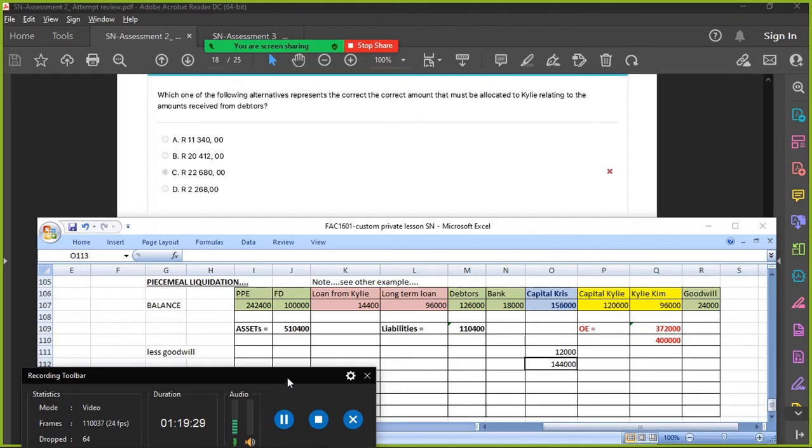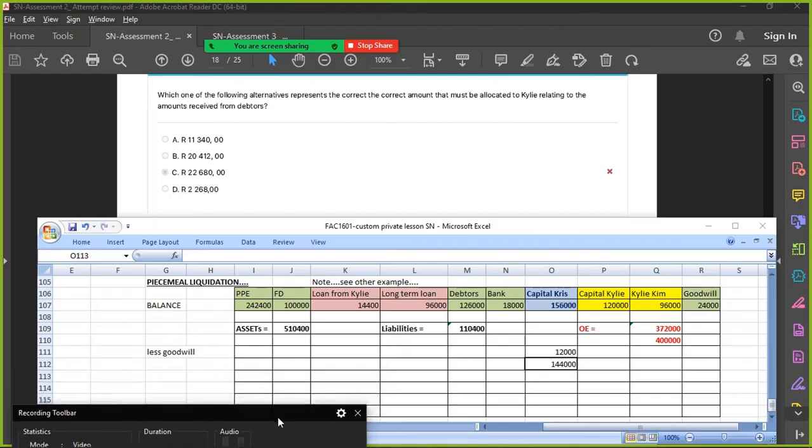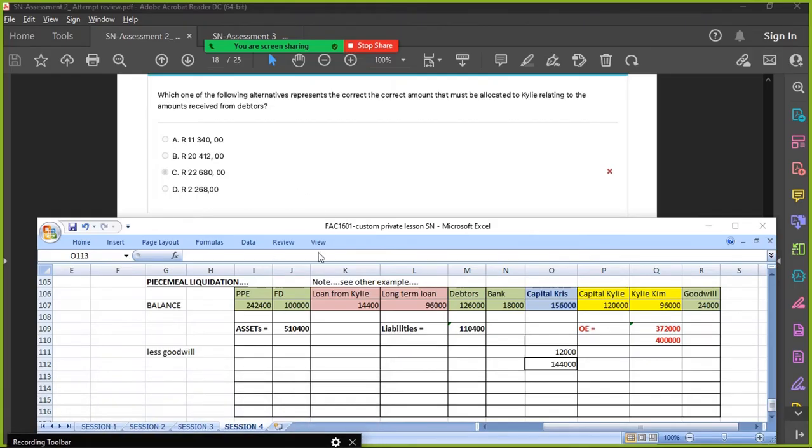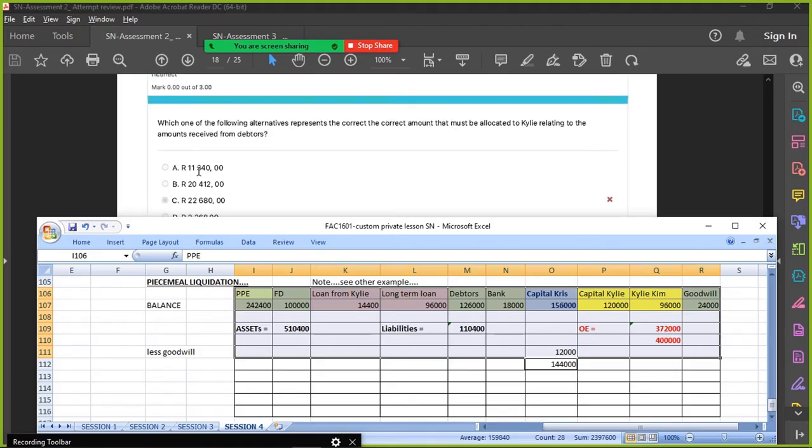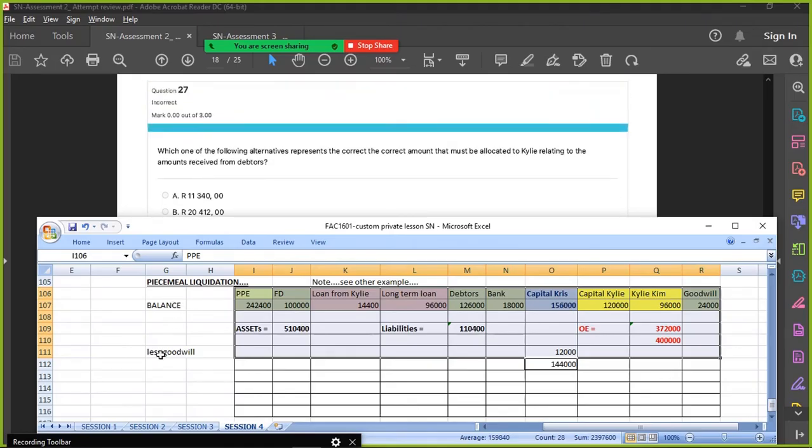All right. Okay, so back to what we were saying. When looking at a piecemeal liquidation, you need to drop all these columns. Okay, so yeah, you got it right. For Chris, the one that you got wrong was 27 actually. So this was question 25. Okay, so question 27 says which one of the following alternatives represents the correct amount that must be allocated to Kylie relating to the amounts received from debtors.